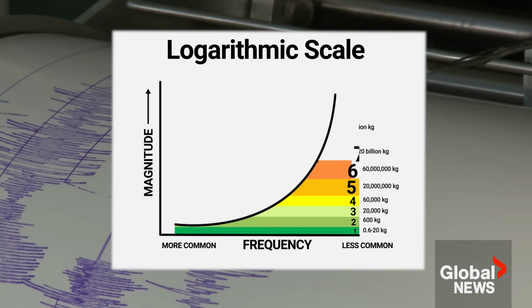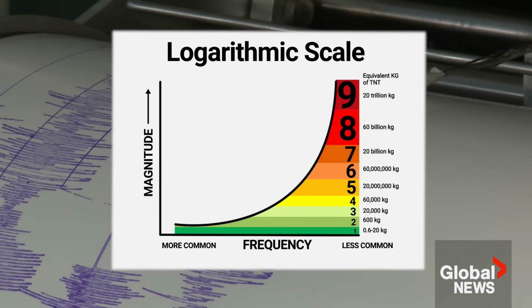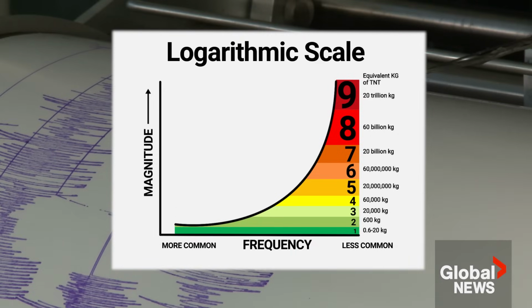That scale is usually logarithmic. That means that each number represents shaking that is 10 times stronger than the one before. Magnitude 4 is 10 times more shaking than a magnitude 3. Magnitude 5 is 100 times more than magnitude 3, and so on as you go up the scale.